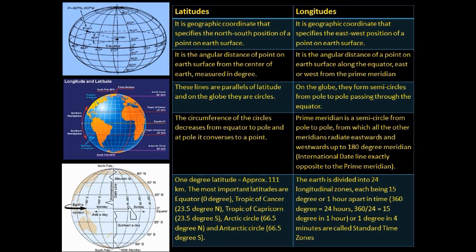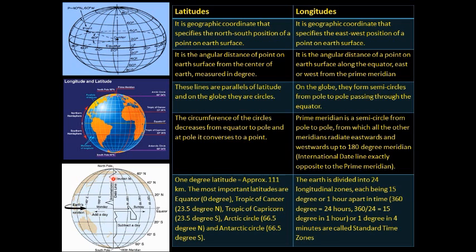So from 0 degree longitude, which is considered the prime meridian, while moving eastwards, on every 15 degrees we gain 1 hour. While moving westwards, on every 15 degrees we lose 1 hour. Based upon this, the total time zones are divided into 24 zones. So these are called standard time zones.